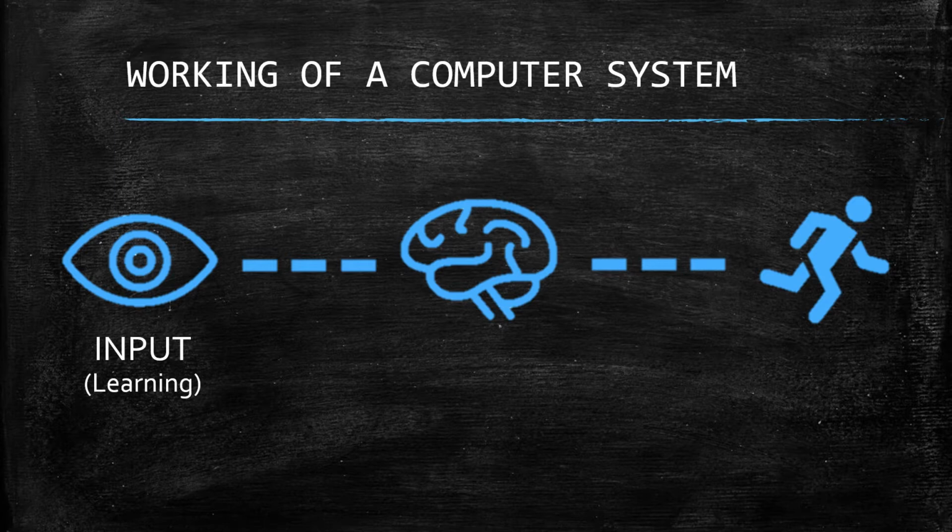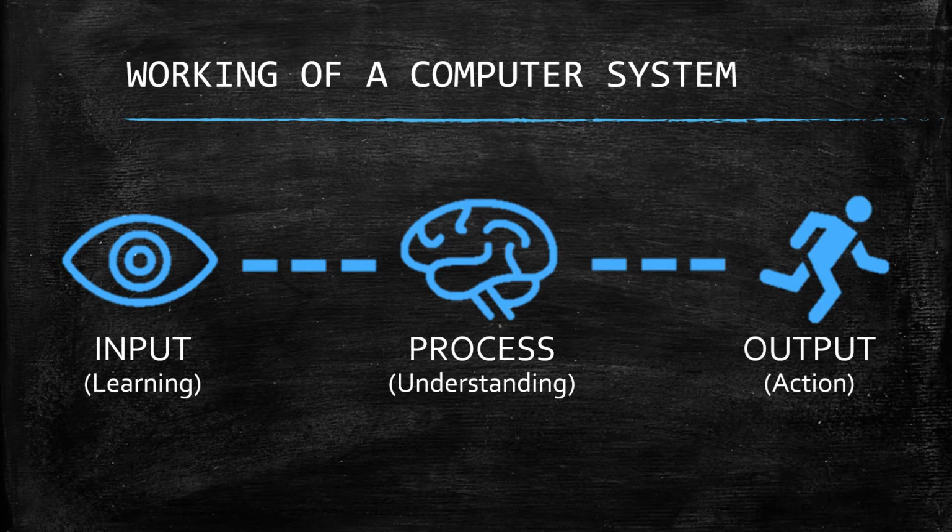Sensory cells collect inputs for the brain by seeing, touching, hearing. Then the central nervous system, which includes the brain, processes the gathered information. So what will happen next? With the processed data or information, the brain controls the body muscles in order to produce an action as the output.